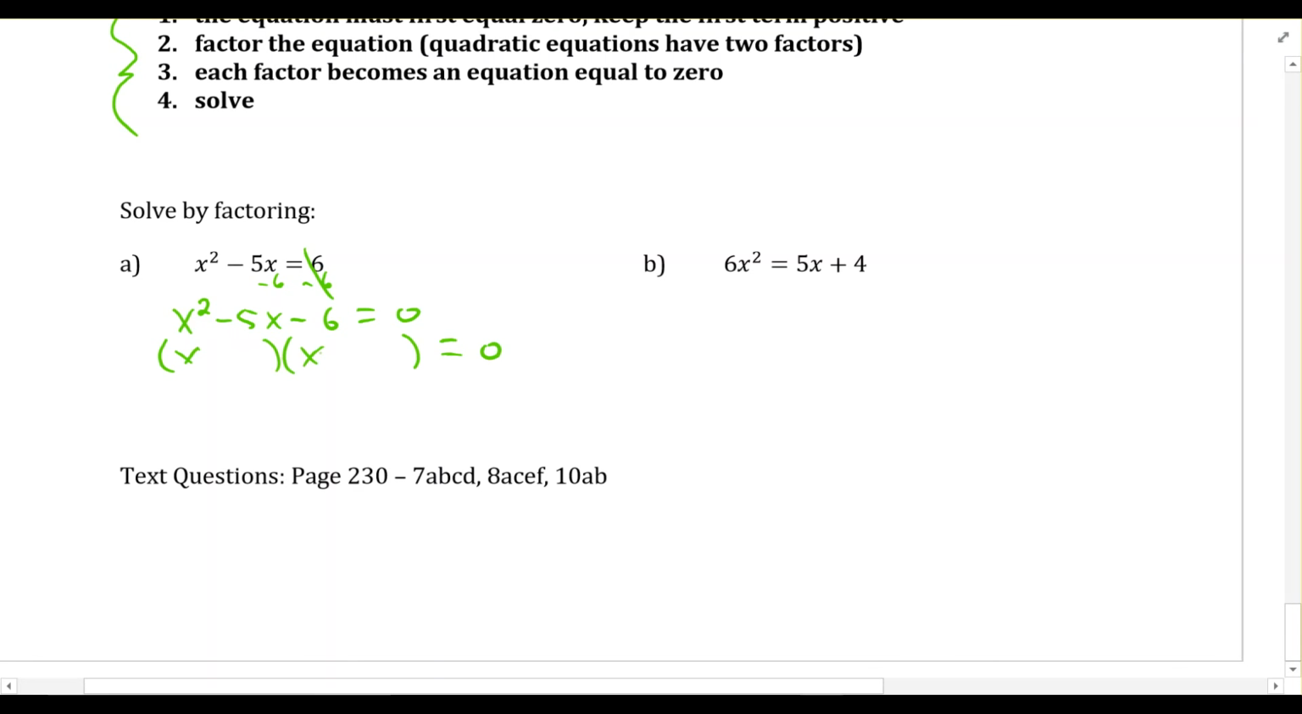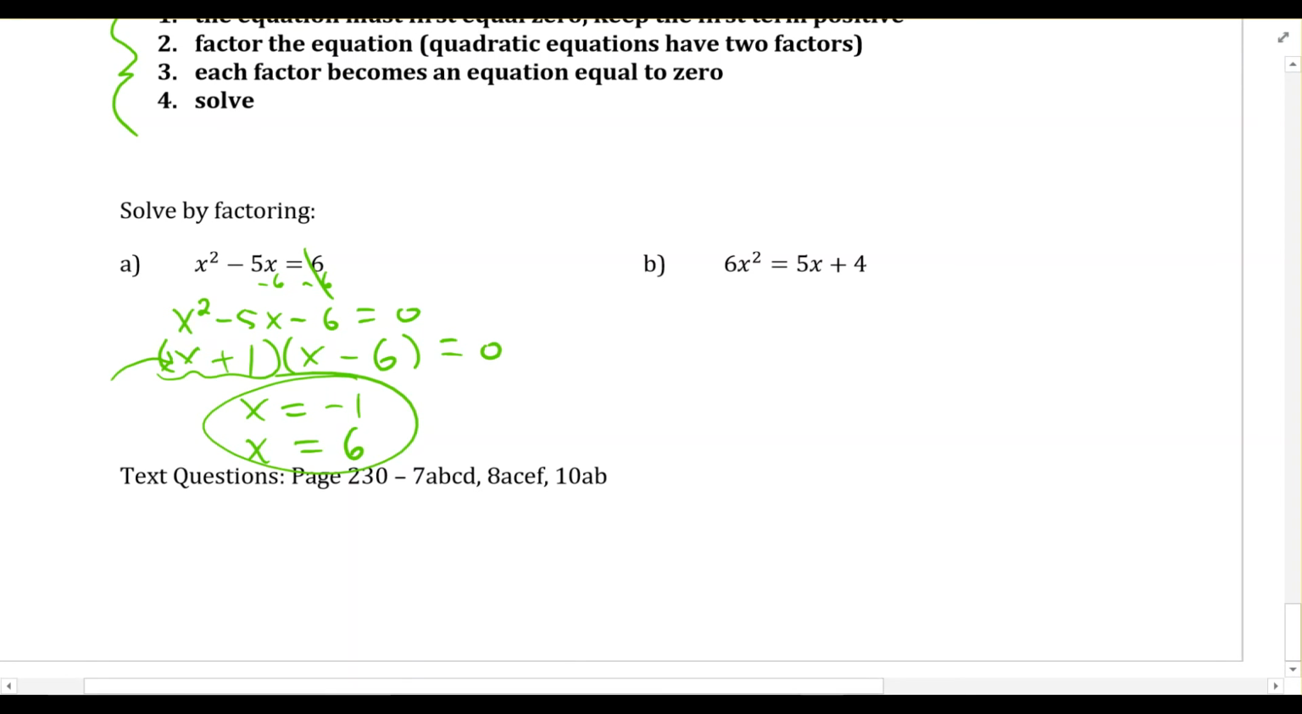So x and x needs to multiply to negative 6, add to negative 5. So I'd say 6 and 1. If you tried 2 and 3, you'd figure out that it didn't work. So 6 and 1. One's going to be positive, one's going to be negative. I'd say this one needs to be negative, that one's going to be positive. So now that we're at that point, I can see that x is going to be equal to negative 1, because that's what would make that equal to 0. And x would also be equal to positive 6. So those are our two answers.